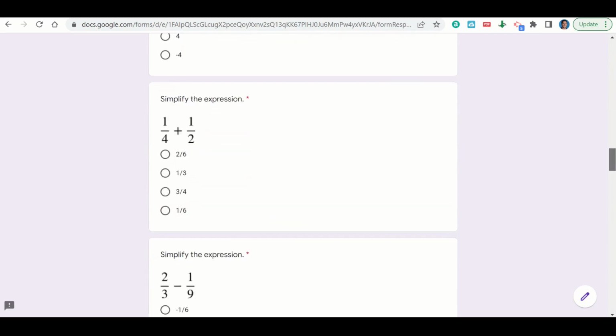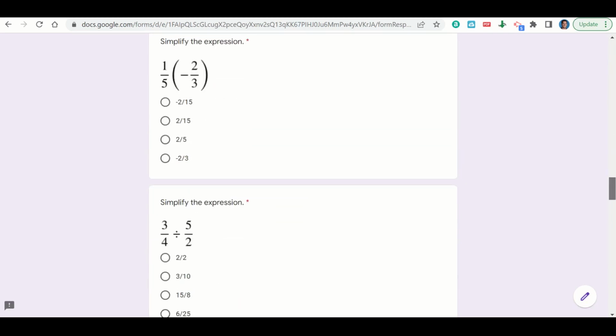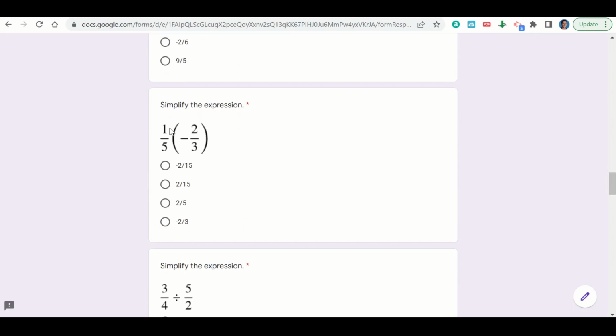And let's try another one. Let's look at this one. So we're multiplying 1/5 times negative 2/3. Well, it's a positive times a negative, so we know it's going to be negative. And then we're going to multiply the numerator and multiply the denominator. So 1 times 2 is 2, and 5 times 3 is 15. So it should be negative 2 over 15, which is this one here.